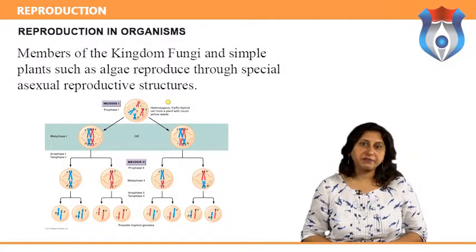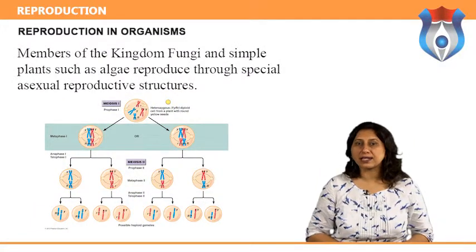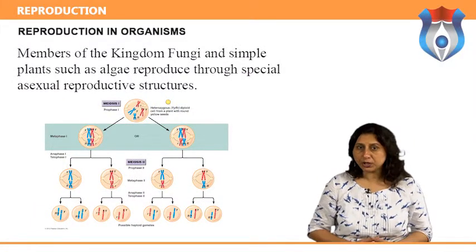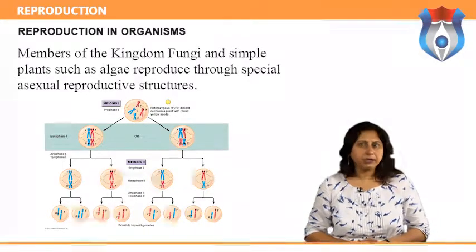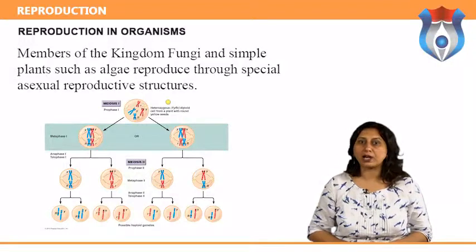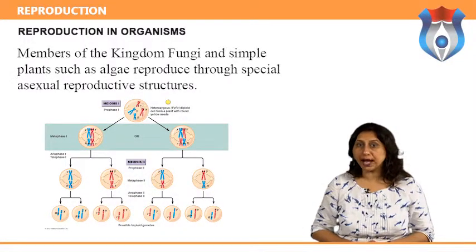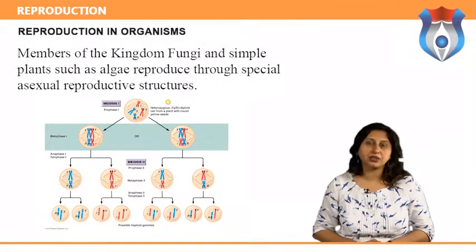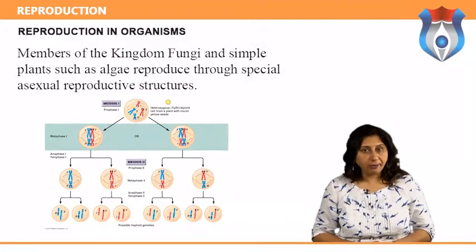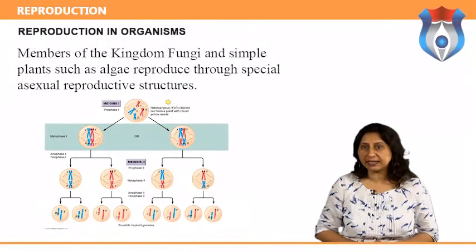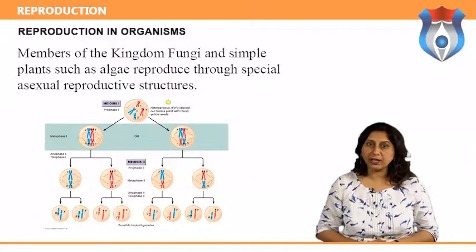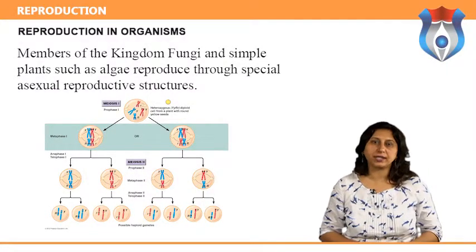Members of the kingdom fungi and simple plants, such as algae, reproduce through special asexual reproductive structures. The most common of these structures are zoospores that usually are microscopic motile structures. Other common asexual reproductive structures are conidia in penicillium, buds in hydra, and gemmules in sponges.